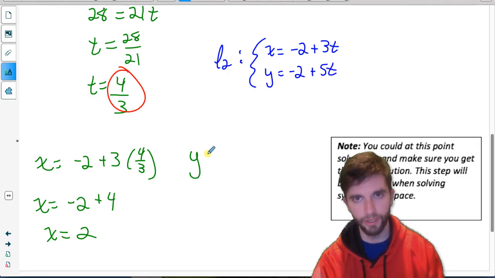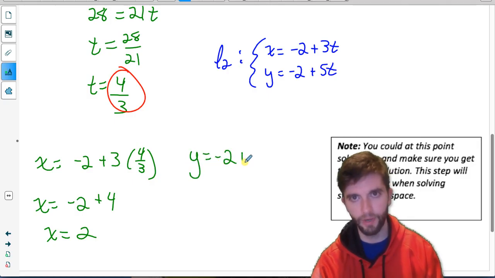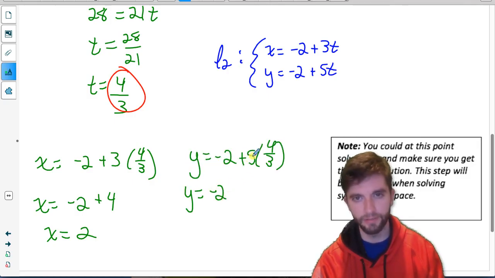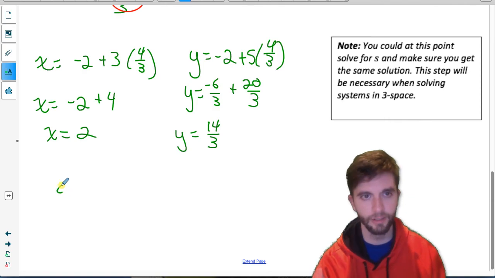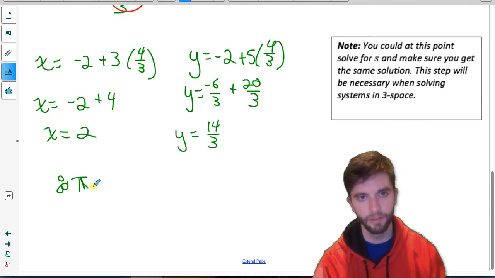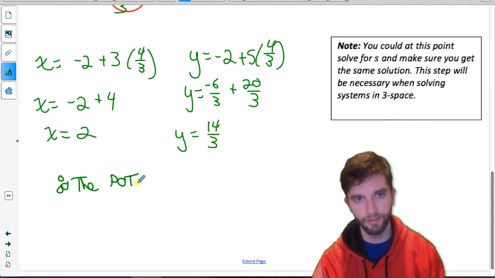Now let's get the y coordinate by plugging 4/3 into the y equation. Y equals -2 plus 20/3. And I'm going to need a common denominator here, so let's rewrite -2 as -6/3. And this will give me 14/3. So my point of intersection, therefore, the point of intersection is 2, 14/3.